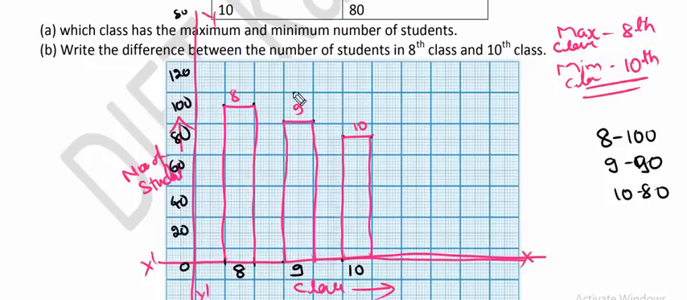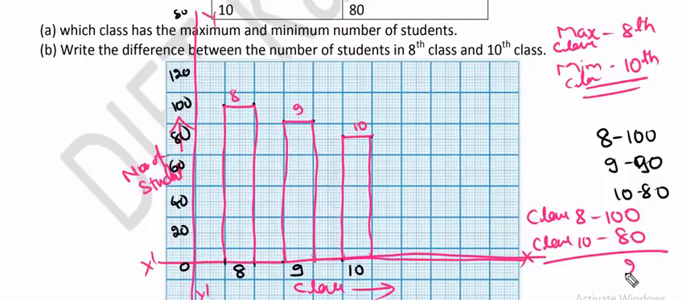Now the second question: write the difference between the number of class 8 students and class 10 students. So here we have to find the difference. You observe, for class 8 there are 100 students, and for class 10 there are 80 students. So the difference is 20 between the two classes. So this is the data we have to write to answer the question here.